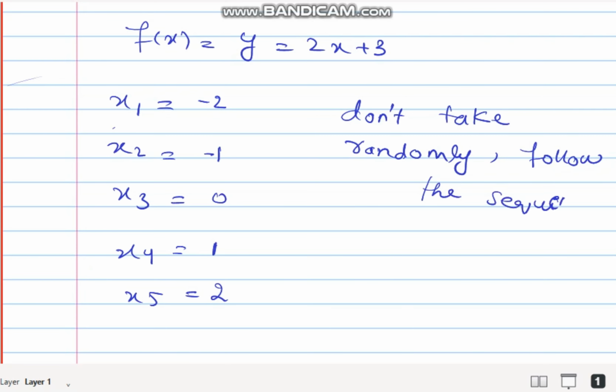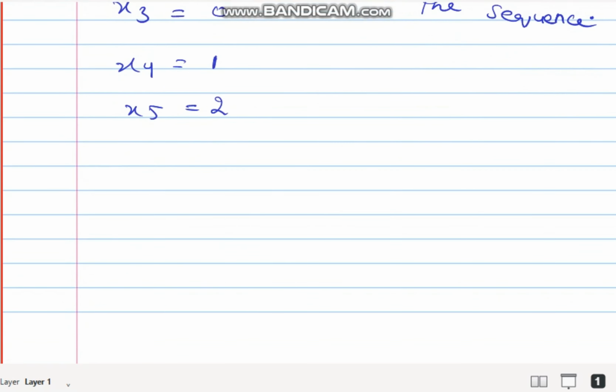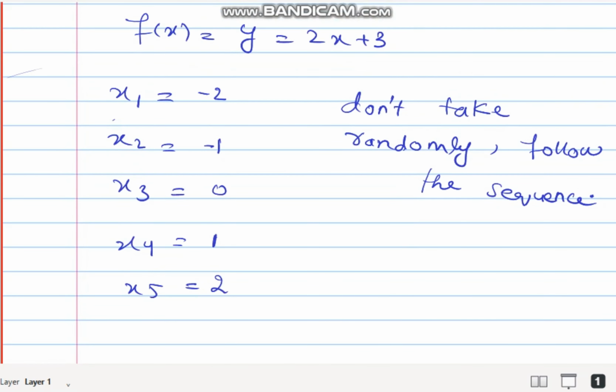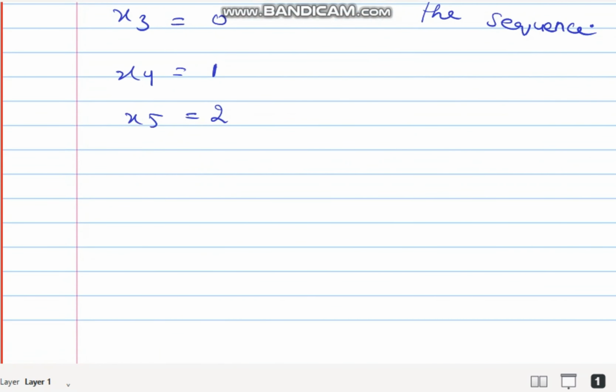And what is the significance of this? x1 will give you y1, x2 will give you y2, x3 will give you y3, and x4 will give you y4. So it's very easy. How can we find y1? It is a very easy question. Please note this question very carefully.